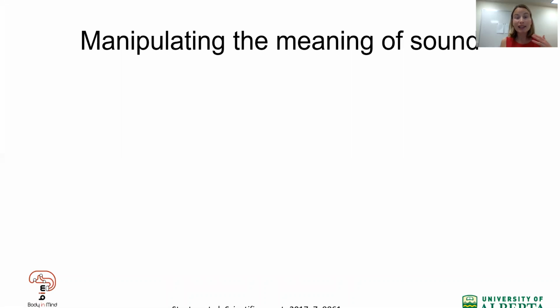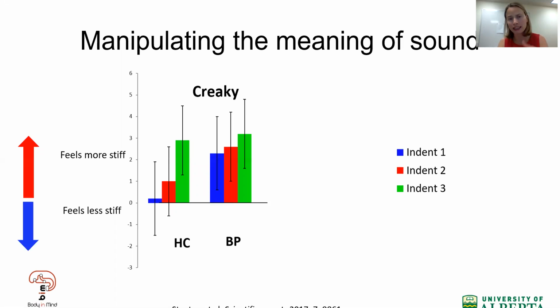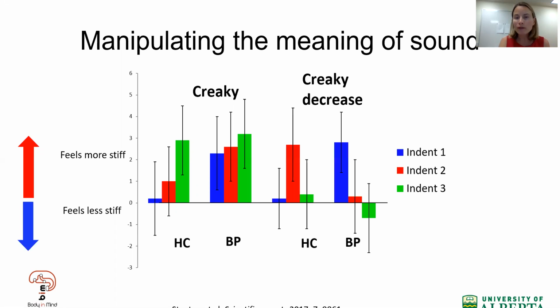We also wanted to manipulate the meaning of the sound. And to do this, we used that creaky sound, and we used an identical sound, but we made it less creaky over time. So kind of like if you think of a really creaky gate, you're oiling it so it gets less and less creaky. So this is the creaky data that I just showed you before. And what we found is, despite it being an identical sound, but just less volume, so less creaky, we found very, very different things in terms of what that induced in terms of the perception of their own backs.